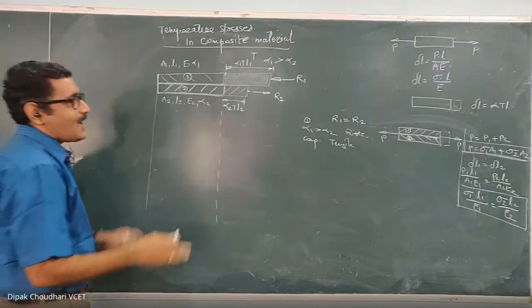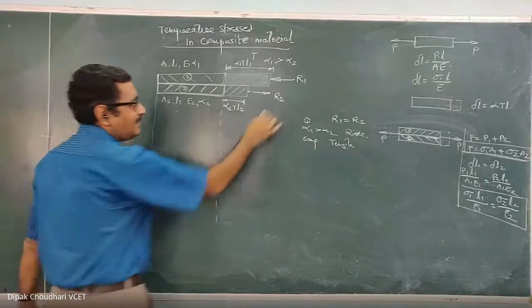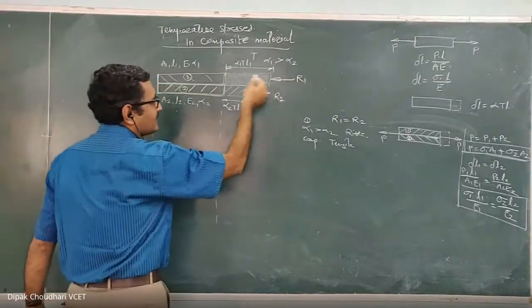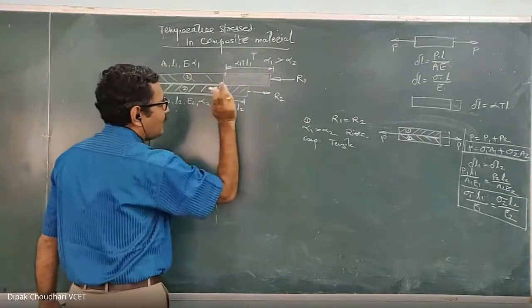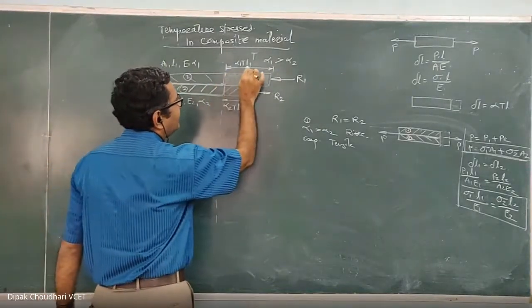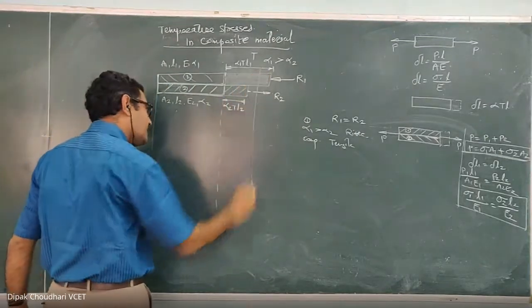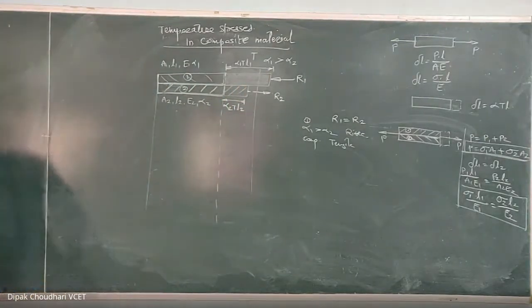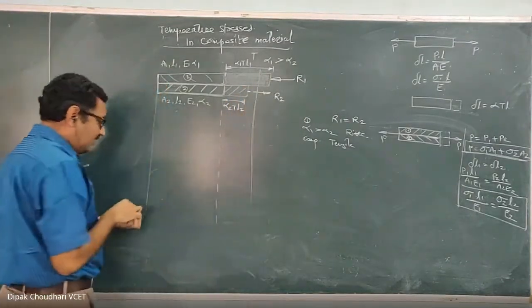Okay. Now, because of these axial reactive forces, the final deformation of material 1 won't be alpha 1 T L1. Since both the materials are rigidly connected together, the deformation of both materials will remain the same.